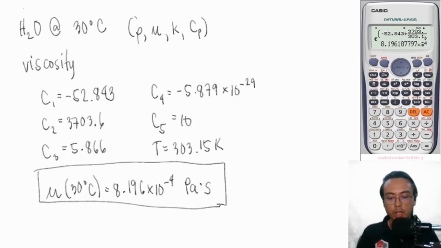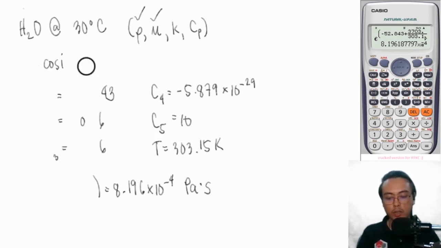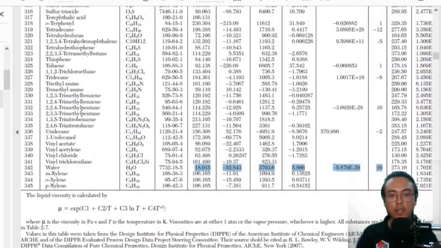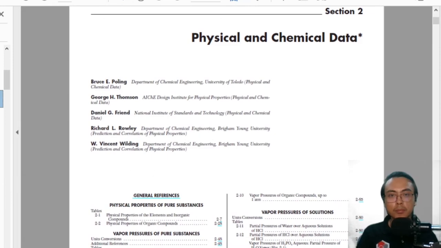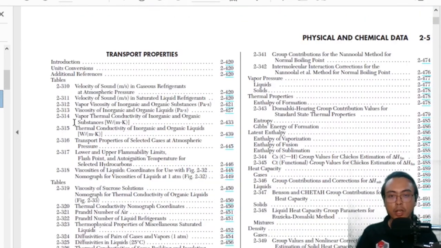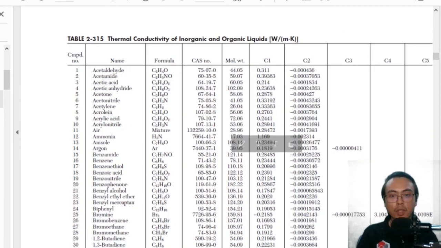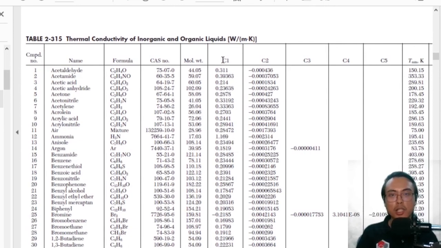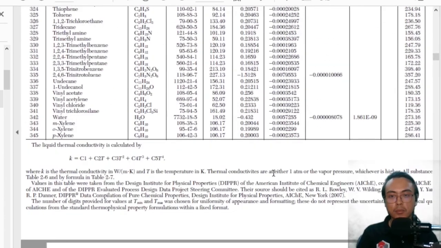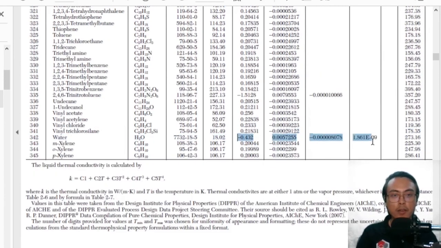So we're done with density, we're done with viscosity. Let's now consider thermal conductivity. So the table for thermal conductivity still falls under transport properties. Okay, table 2-315, that's the thermal conductivity of inorganic and organic liquids. So we have the same table, we also have five constants from C1 to C5. Let's look for water. These are the constants for water. We only have C1, C2, C3, and C4. C5 is understood to be 0 here. And the thermal conductivity equation is more straightforward. It's just a polynomial equation.